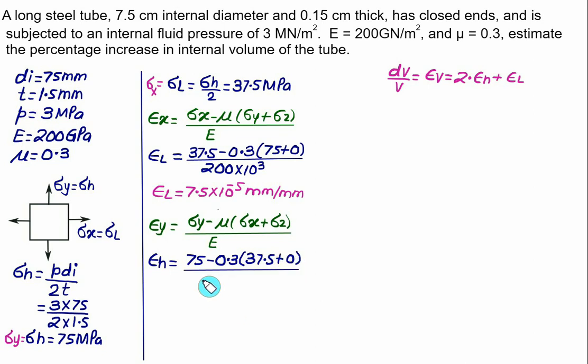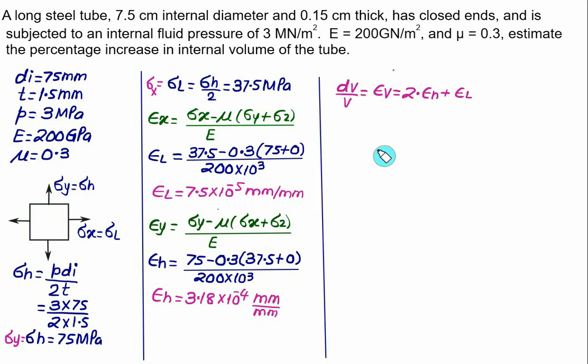Divided by Young modulus equal to 200 megapascal, that is 10 to the power 3. In this case, we have circumferential strain epsilon h equal to 3.18 into 10 to the power minus 4, and the unit we can write as again mm per mm. So we can very well calculate here the change in volume upon original volume.